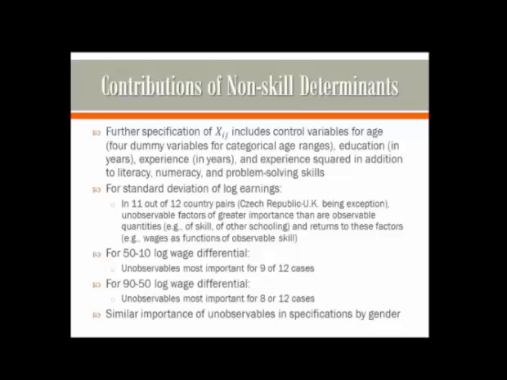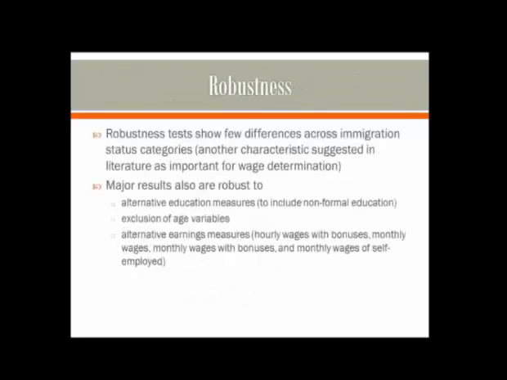For the standard deviation of log earnings, in 11 out of the 12 country pairs, we see a greater importance of unobservable factors than anything else. For the 50-10 log wage differential, in 9 out of 12 cases, we see that pattern. For 90-50, in 8 out of 12 cases, we see that pattern. We also see a similar pattern by gender, and a similar pattern by immigration status. Of course, the paper has details on all of these other robustness tests as well.